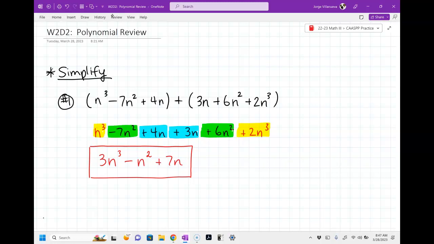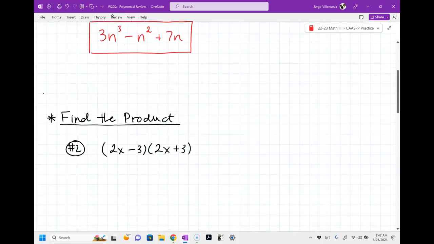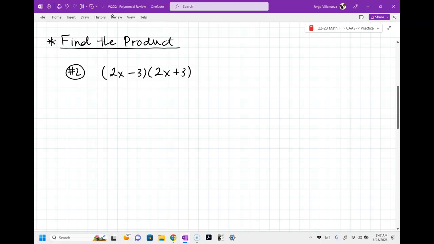So that's the first one that they want us to do. There's two problems like that. After that, there's a couple problems that look like this. This one says find the product. So just distribute. We have 2x minus 3 times 2x plus 3. To distribute, we'll go 2x times 2x and 2x times 3. So we'll do that first.